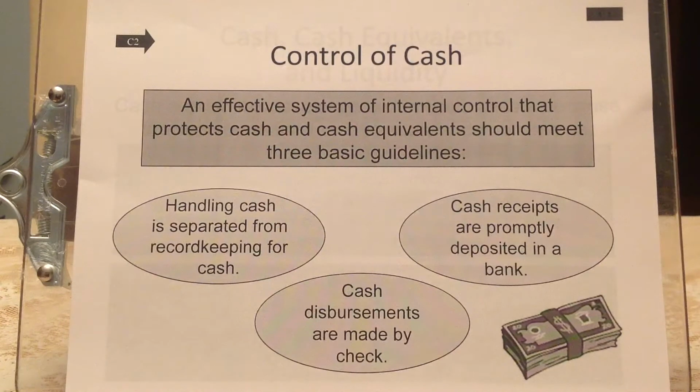Handling cash is separated from bookkeeping for cash. So handling cash, if you're actually getting the cash in your hands, is not going to be the same person who actually records the transactions in the general ledger. Cash disbursements are made by check, not by cash. Cash receipts are promptly deposited into a bank.